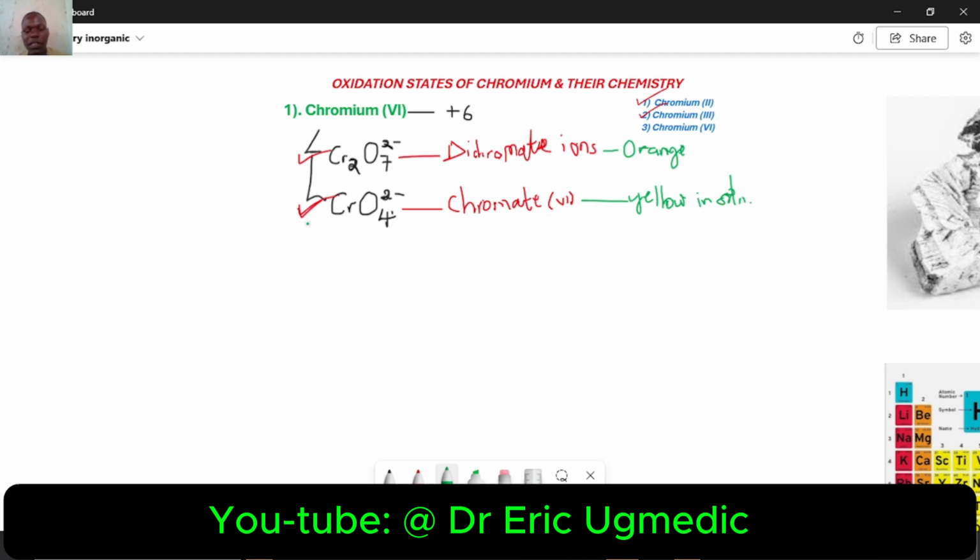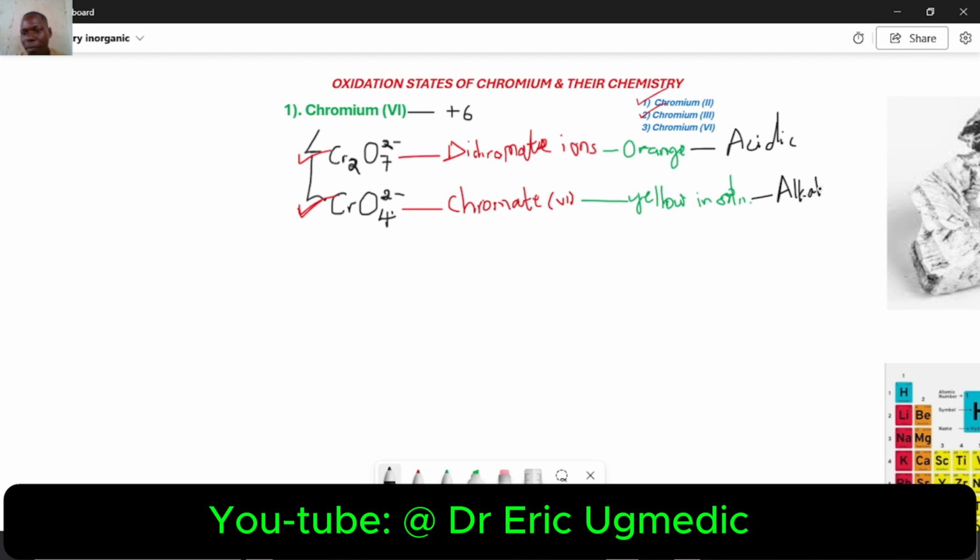And then the other thing is about their stability. These will be very much examined. So if you don't understand the stability now, just know you'll be in danger. So take note that the dichromate will be stable in acidic conditions. Then the chromate will be stable in basic or alkaline conditions.